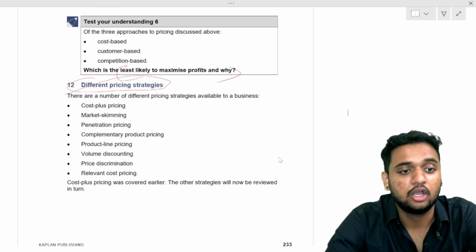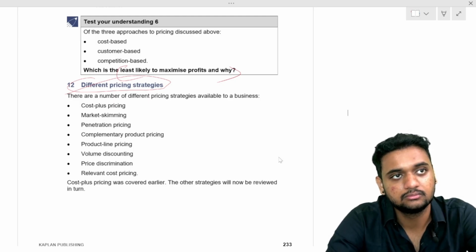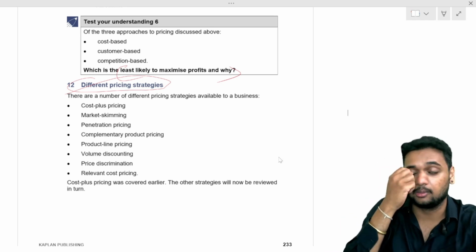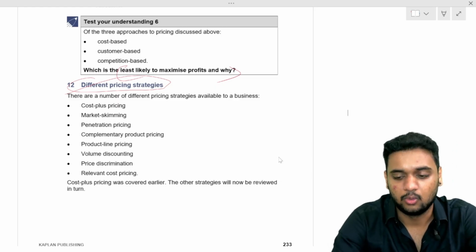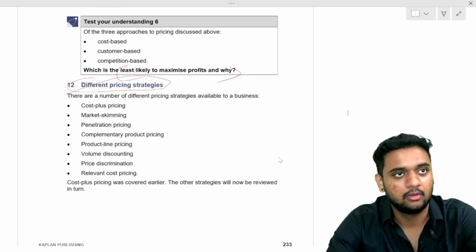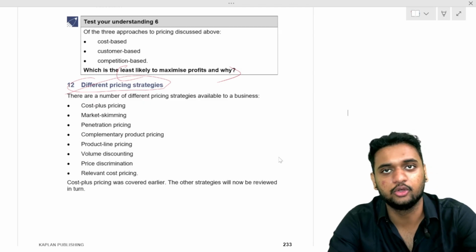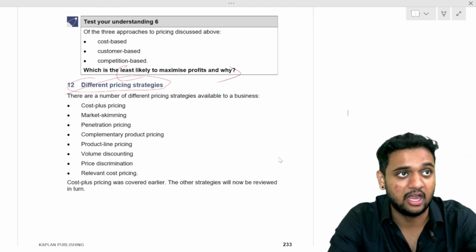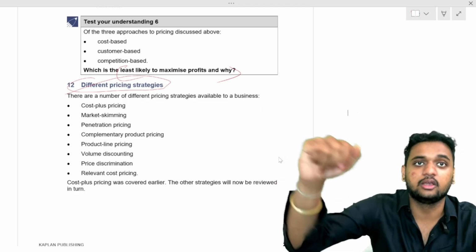So fourth is complementary product pricing. What do you mean by complementary product? Not complimentary, it complements another product. Correct. One product complements another product. For example, an HP printer. For an HP printer, you can use an HP cartridge and HP ink. They would have set the printers in such a way that if you want to use an HP printer, you should buy only HP ink.